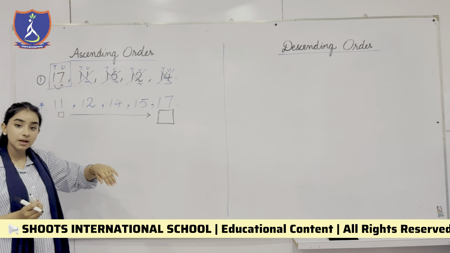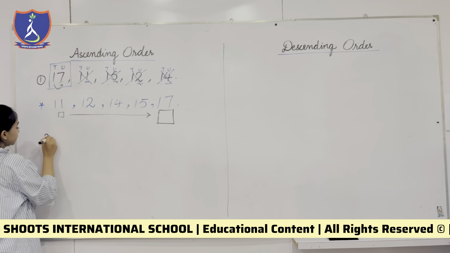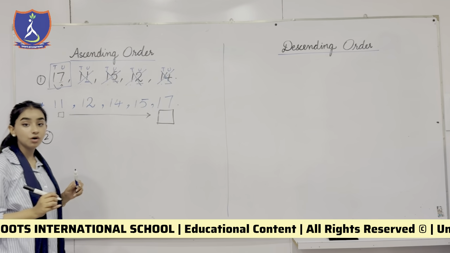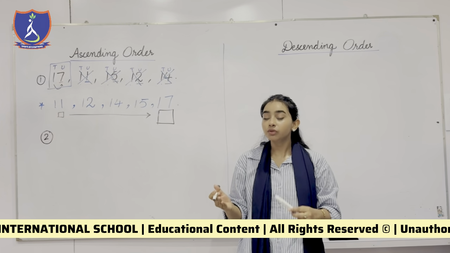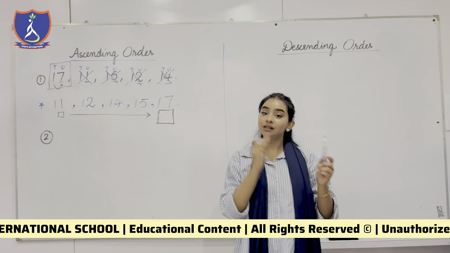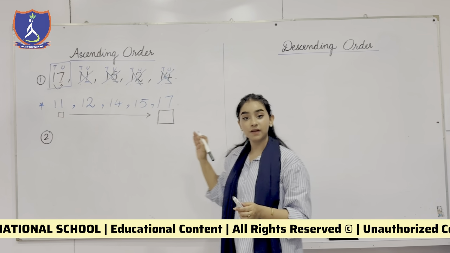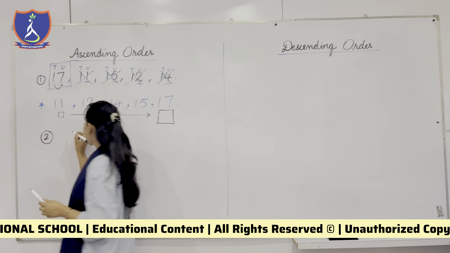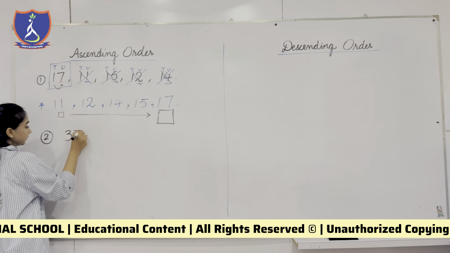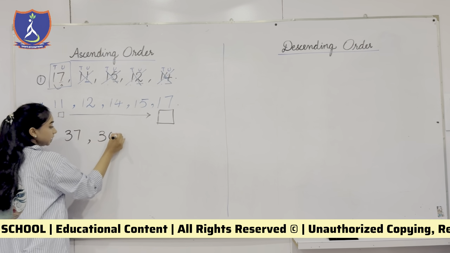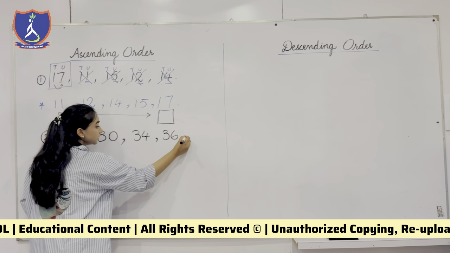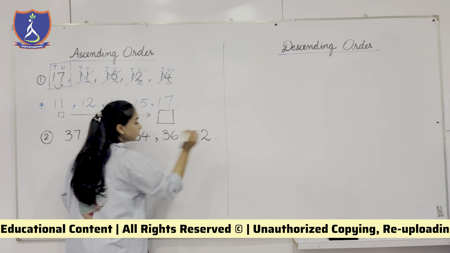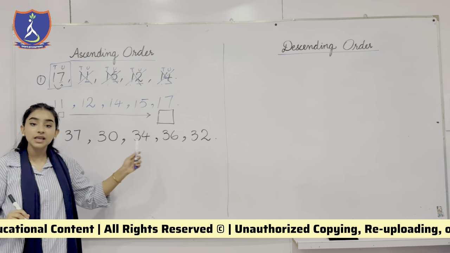Let's do one more example from the same family. This time we are going to take the family of 3. Now let's pick out some numbers from the family of 3. Starting from 30 till 39, we are going to take the family of 3. Now we have the first number as 37, then we are going to take 30, then 34, then 36, then 32. Now these are from the same family.